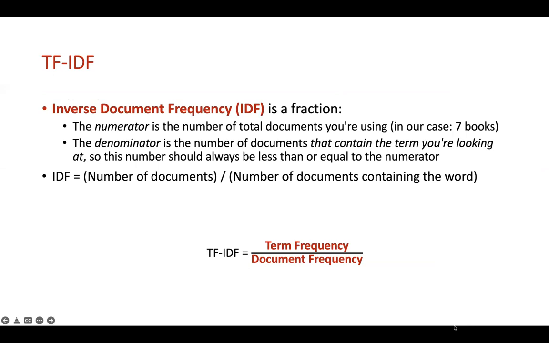IDF, or inverse document frequency, is a fraction. The numerator is the number of total documents we are using, like in our example, we're using 7 books. The denominator is the number of documents that contain the term we're looking at. So this number should always be less than or equal to the numerator. Totally, we can say that IDF is equal to the number of documents over the number of documents containing the word.